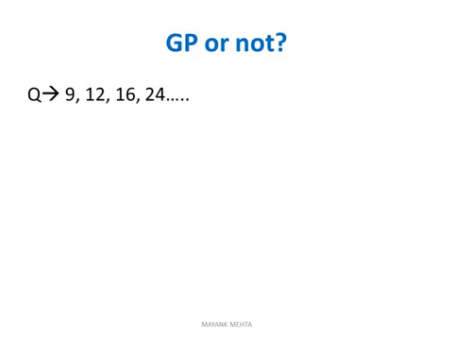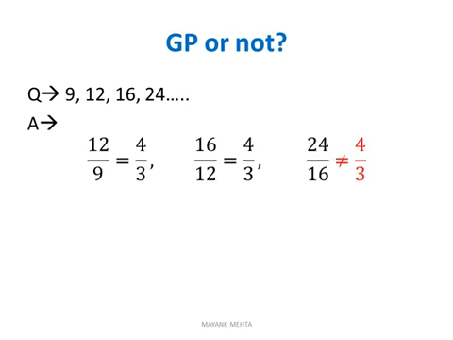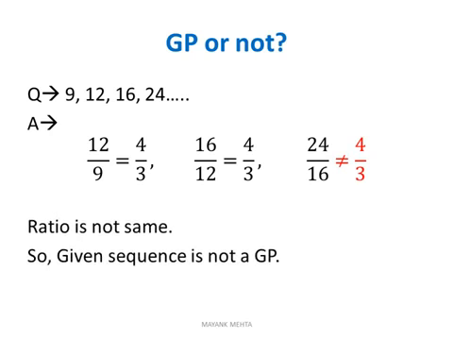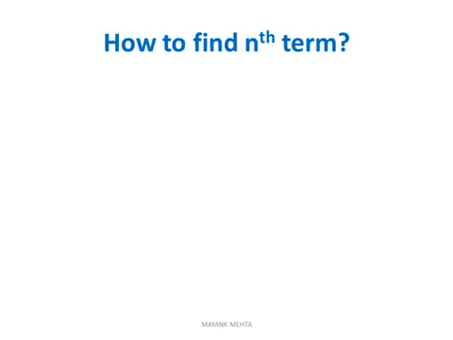Another question: 9, 12, 16, 24. Find the ratio. Second term divided by first term is 4 by 3. Third term divided by second term, 16 divided by 12, is again 4 by 3. But fourth term divided by third term is not 4 by 3. The ratio is not the same. That means the given sequence is not a GP. Geometric progression nahi hai ye.